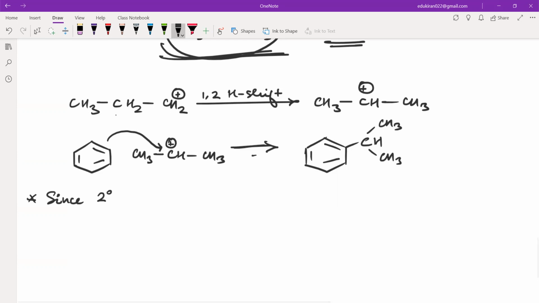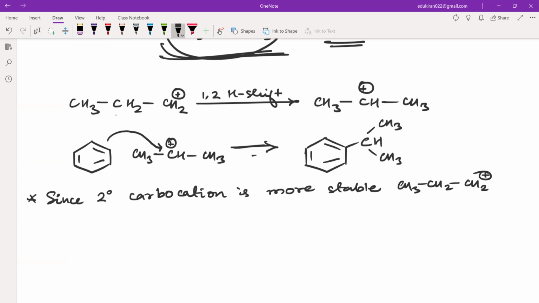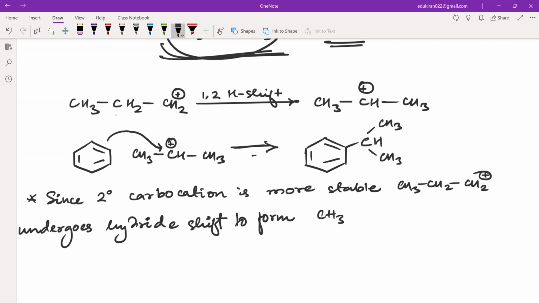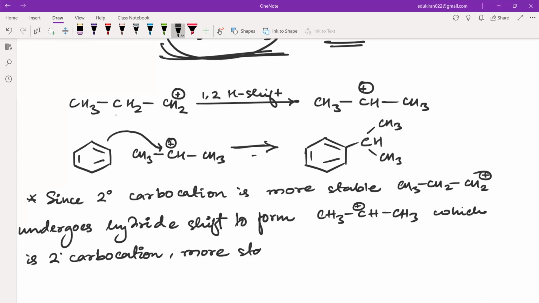Here we can write: since 2-degree carbocation is more stable, CH3, CH2, CH2 positive undergoes hydride shift to form CH3, CH positive, CH3, which is a 2-degree carbocation, more stable.